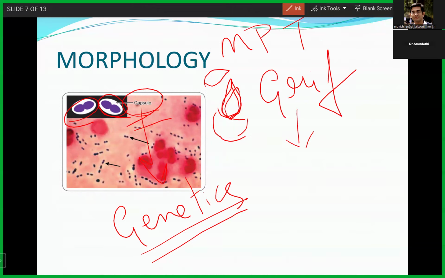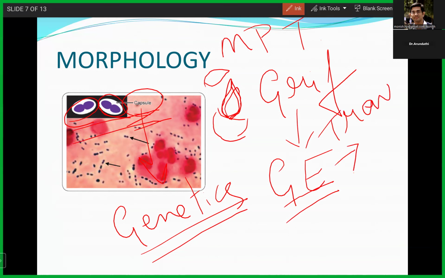And this was called as what? Griffith experiment. So Griffith did an experiment with capsulated and non-capsulated pneumococci, and he showed something called as transformation. This is also a commonly asked question in your NEET PG, where Griffith experiment was conducted with which organism? Capsulated and non-capsulated Streptococcus pneumonia.